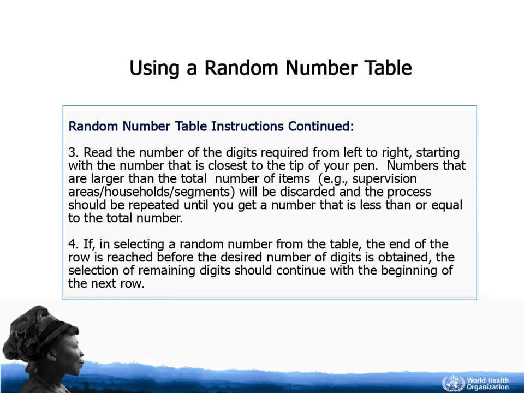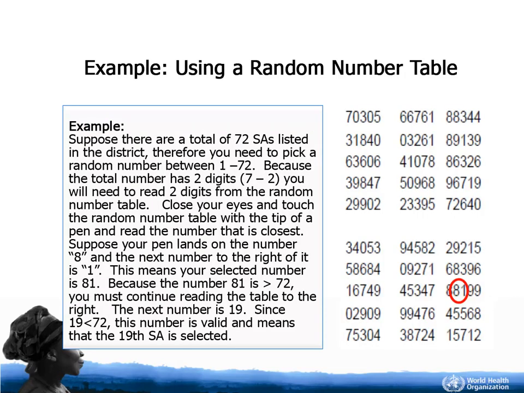If your chosen number is larger than the total number of objects you have, try again until you get a number that is less than or equal to the total number. Step 4. If you reach the end of a row before you finish selecting your remaining digits, you should continue from the beginning of the next row. Now, let's try an example.